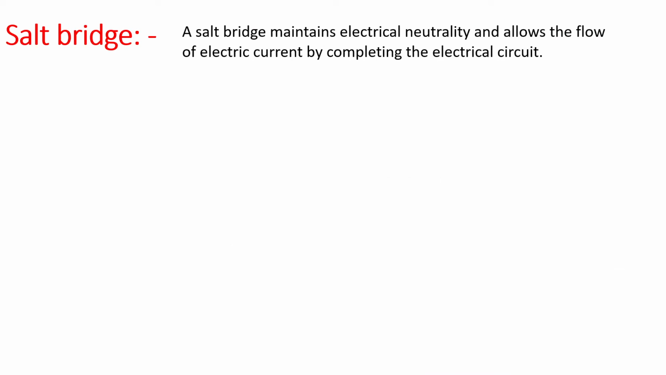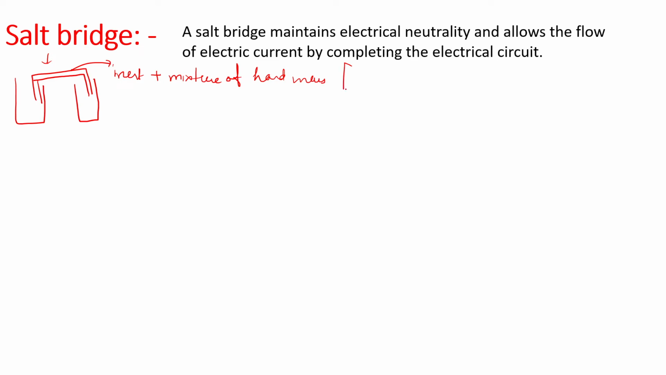So the salt bridge, as I defined, maintains the electrical neutrality. The salt bridge is a U-shaped tube that connects the two half cells, and the electrolyte used over here should be inert. That too in a mixture of some hard mass like gelatin and agar.